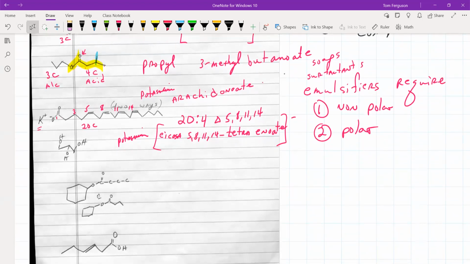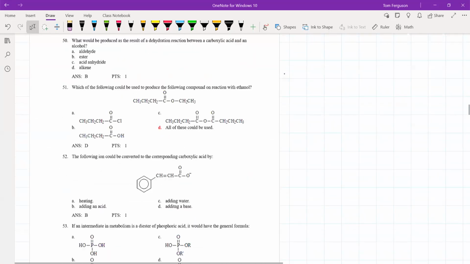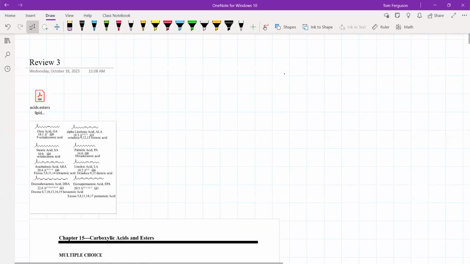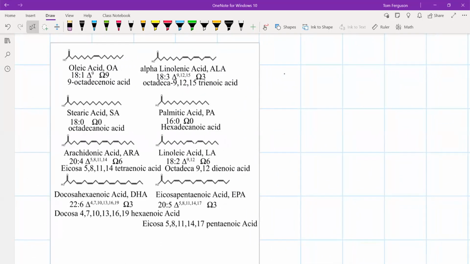And again, on your, let's see, at the beginning here on this worksheet, I thought I saw, yeah, here are the acids. So know those. Those you'll see a lot of.